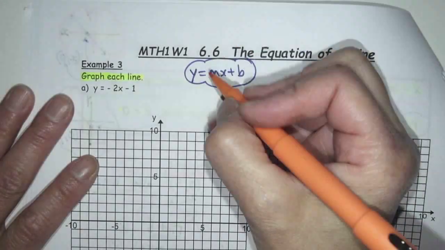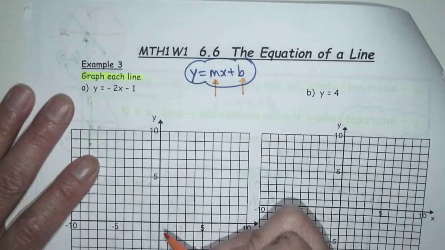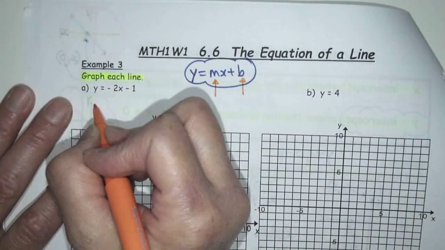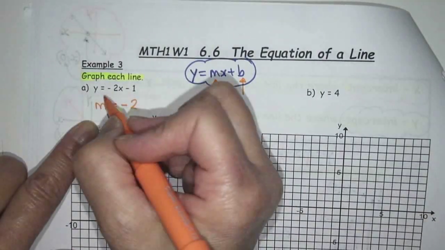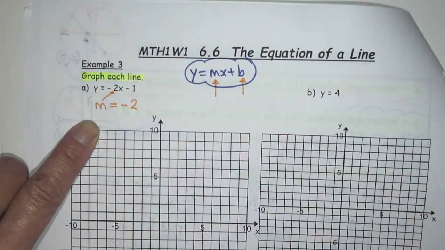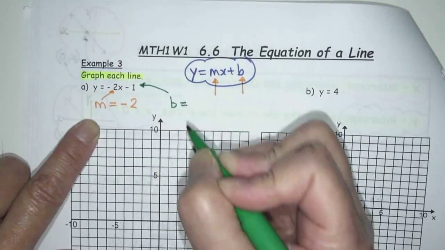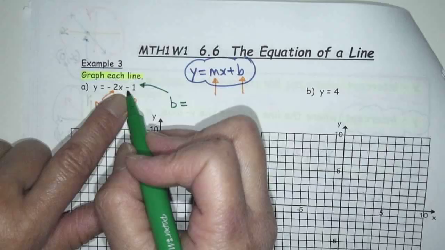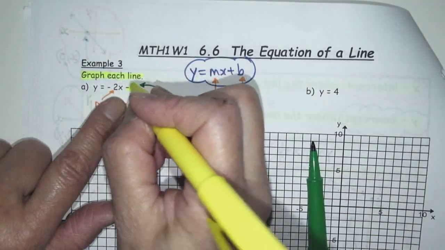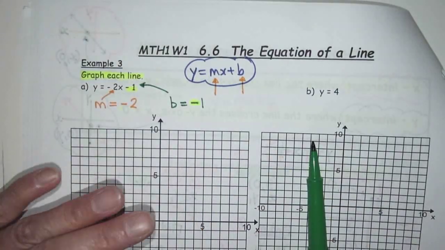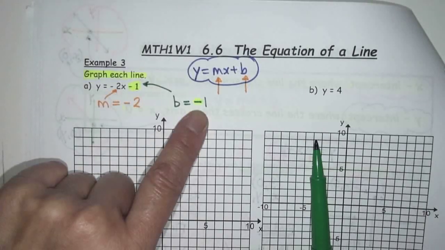I know that m stands for the slope and b stands for the y-intercept. So for here, I know that m equals -2, from here. And I also know that last number, that b equals, grab the whole number including the sign, -1. So please grab the negative with the 1. Keep the negative with the 1, so it's all of the -1.